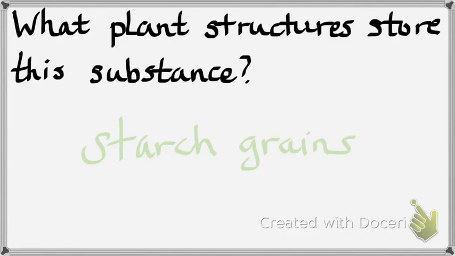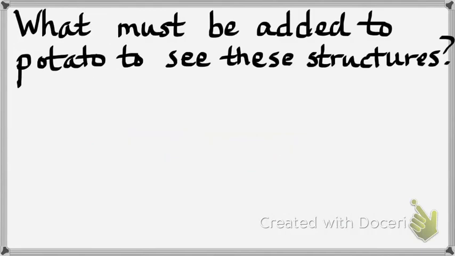Are you okay on that one? Now, you and I saw starch grains under the microscope. Does anybody remember what plant tissue we made a tiny slice of to see starch grains under the microscope? Potato. Which brings us to the next question. What must be added to potato cells to see starch grains? Thank you very much. Iodine. Good job. Great.